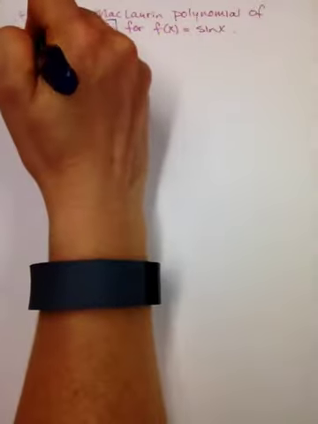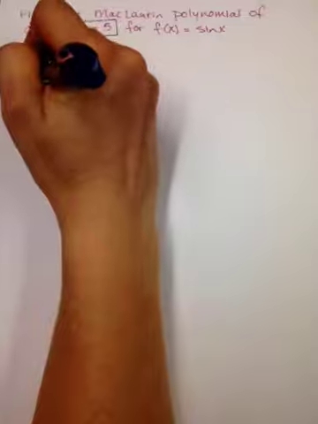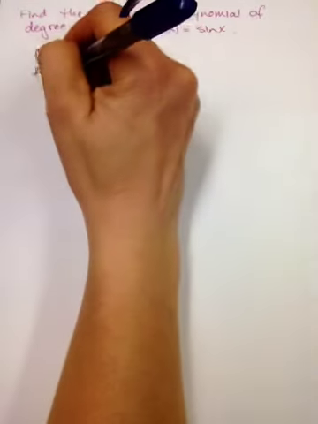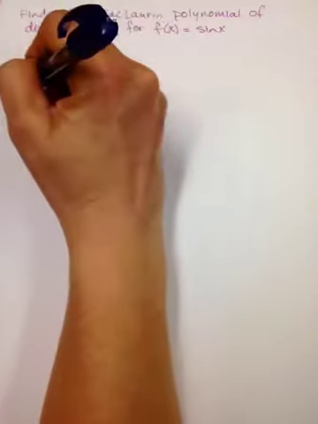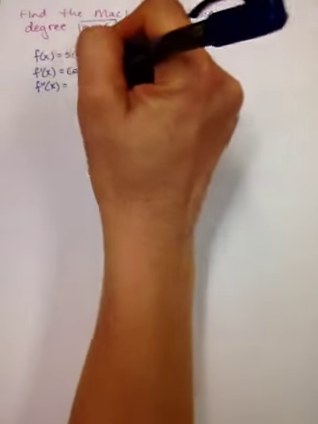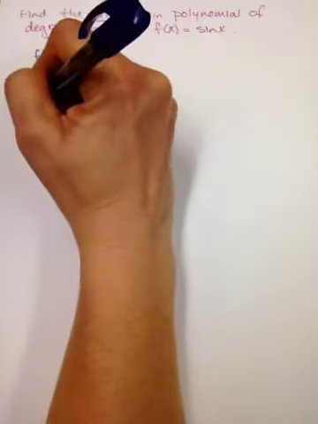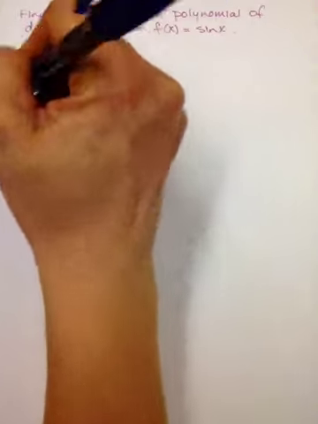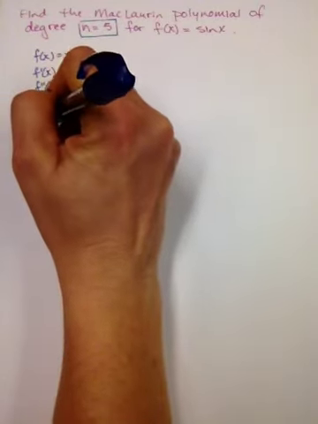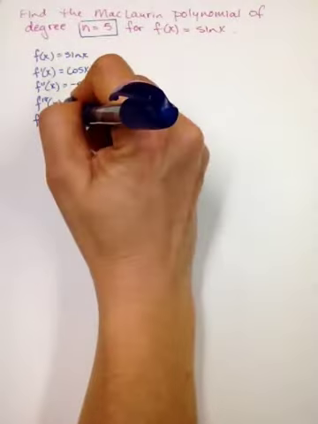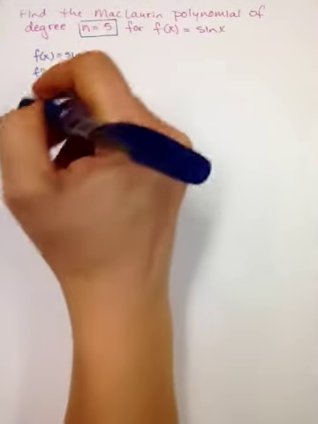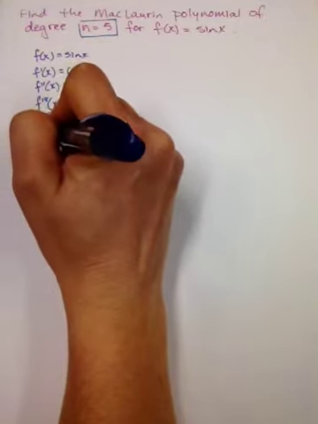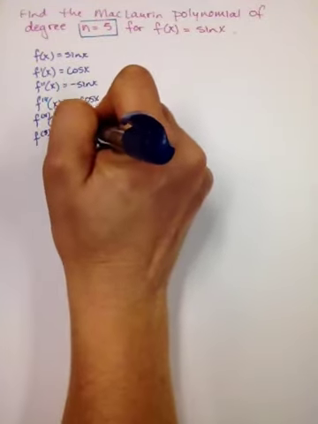So I'll start with the original function, f of x equals sine x, and then I'll start taking derivatives. So the first derivative, f prime of x, is the derivative of sine x, which is cosine of x. Then my second derivative is a negative sine x. My third derivative equals a negative cosine x. My fourth derivative equals a positive sine x, and you can see that I'm back at the beginning. So my fifth derivative is equal to cosine of x.